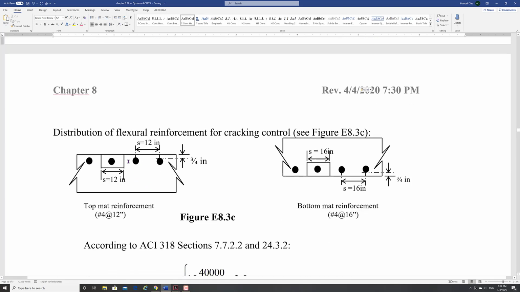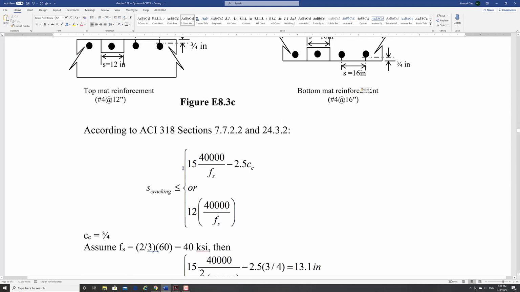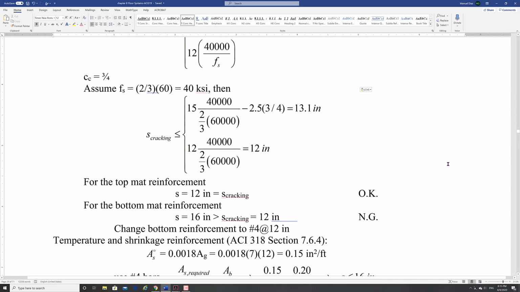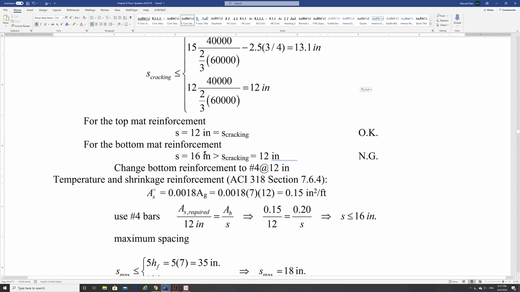So negative values, we have number 4s at 12. They're put on the top, right? And positive values are number 4s at 16 at the bottom. Check cracking control, put the formulas, 60,000. What is the controlling value? 12. So for the top mat, I'm okay because I'm doing number 4s at 12. But for the bottom mat, I cannot use the 16 inches. For cracking control, I had to use 12 inches. So I had to change the 16 back to 12. So everything becomes now number 4s at 12.